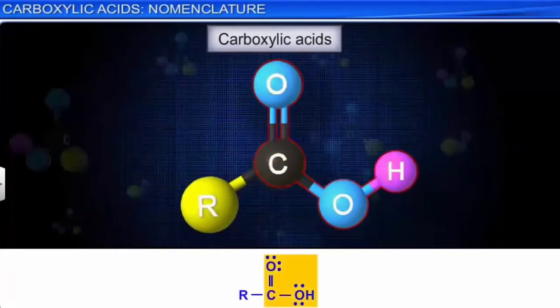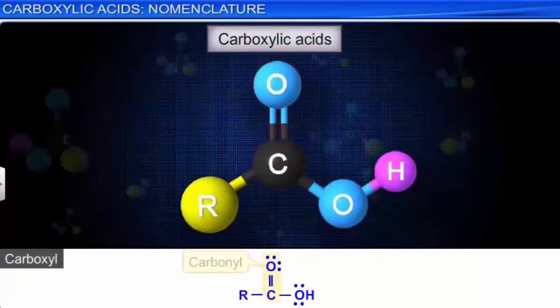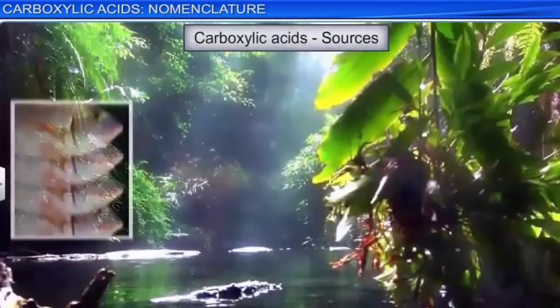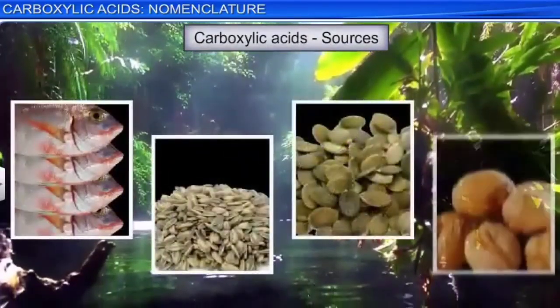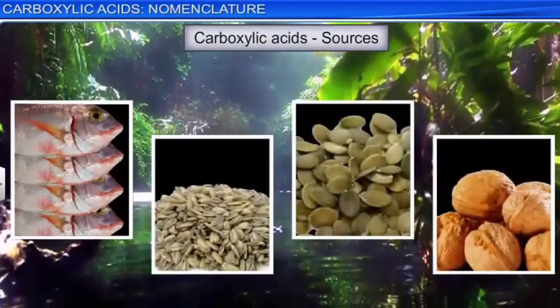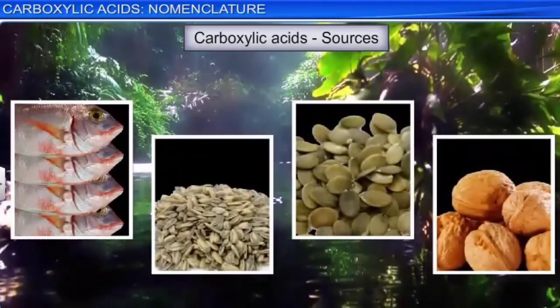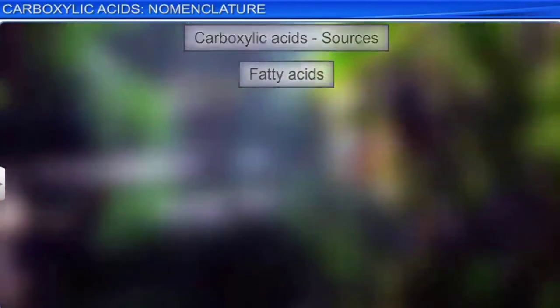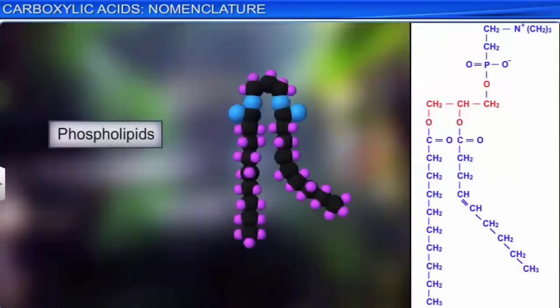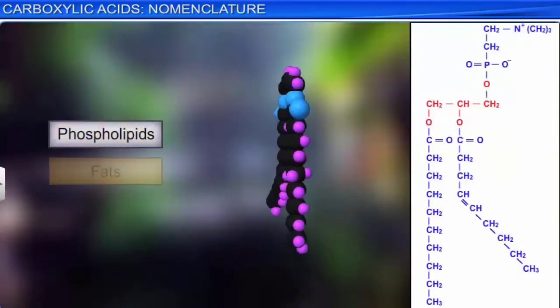Organic compounds that contain the carboxyl functional group, COOH, are called carboxylic acids. The name carboxyl is derived from the carbonyl group, C double bond O, and the hydroxyl group, OH, of which it is composed. Carboxylic acids are widespread in nature. Higher members of aliphatic carboxylic acids, known as fatty acids, are important components of biomolecules, such as lipids, fats and oils.